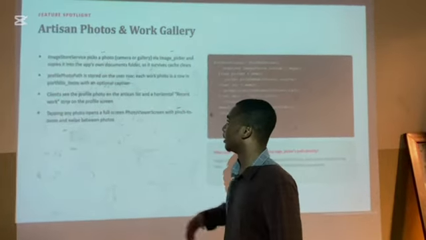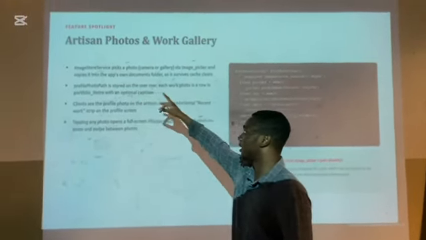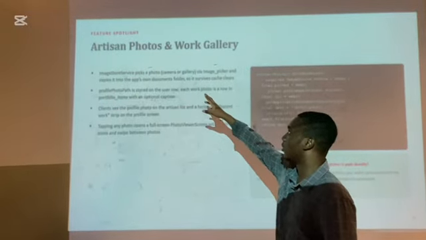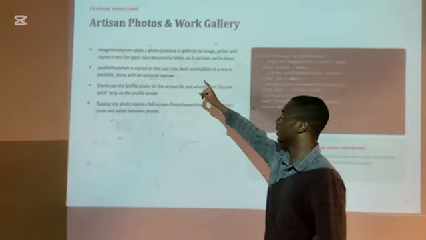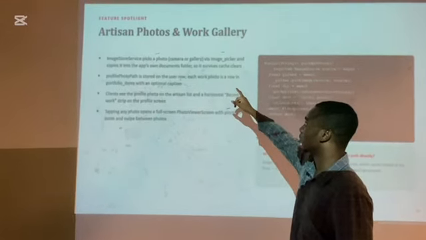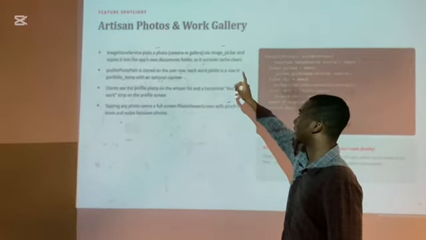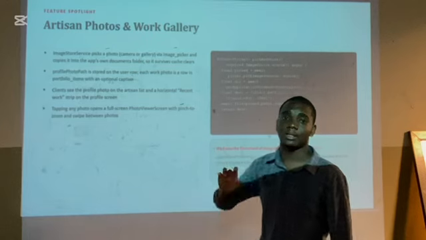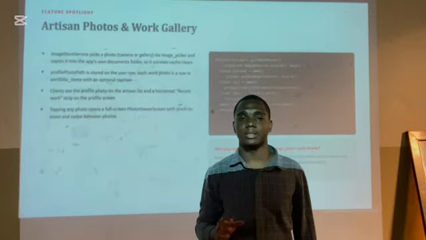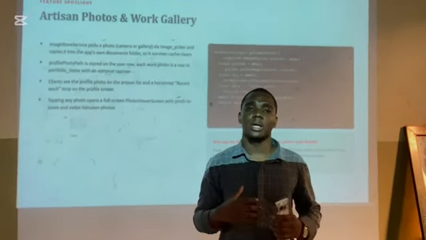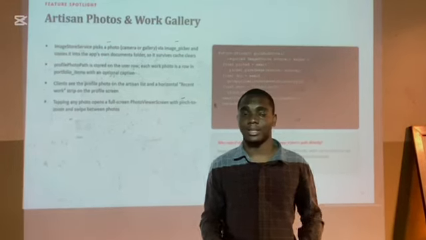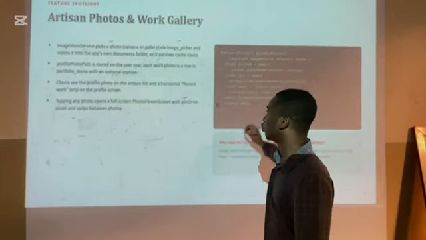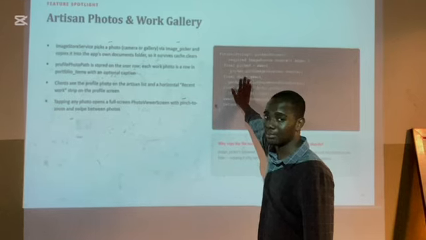And so the image store service takes a photo via image picker and copies it into the app's own documents folder, so it serves as a cache. What that does is it allows us to open our gallery and pick an image from there, and that is how we have been able to select an image.